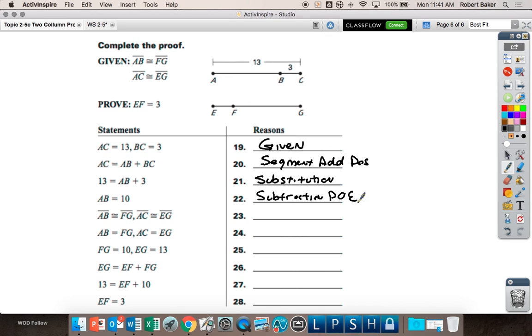Given. Are you sure? Yes. Way up here, and you wrote it in the middle. That's fine. Transitive? Substitution. Definition of congruence. If things are congruent, they are justified to be equal as well. The definition of congruence says if they're congruent, they are equal. If they are equal, they are congruent.